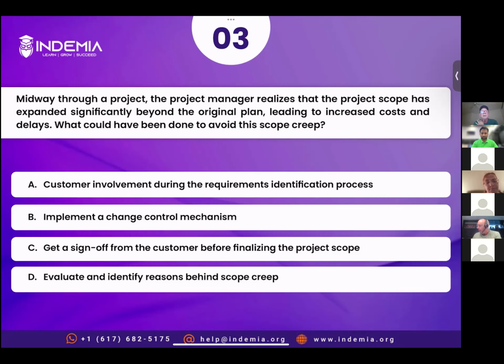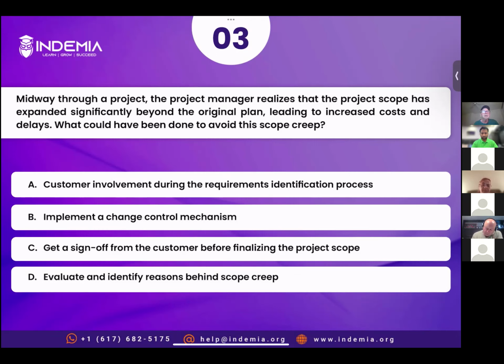I think that the difference is option C is getting the sign off at the start, and that could have been done, and then we got scope creep after that because there wasn't a proper change control mechanism in place. Absolutely, that is correct. Even if you get a sign off from the customer, you can still have some change requests, right? You can have a change in scope. Robin, you want to say something? Please continue.